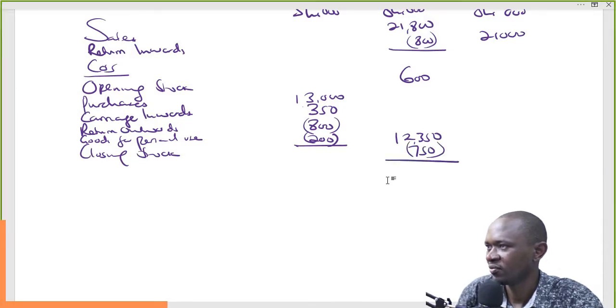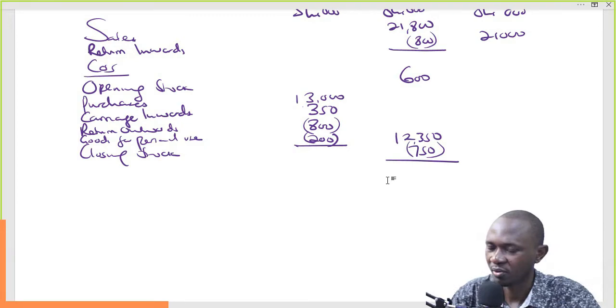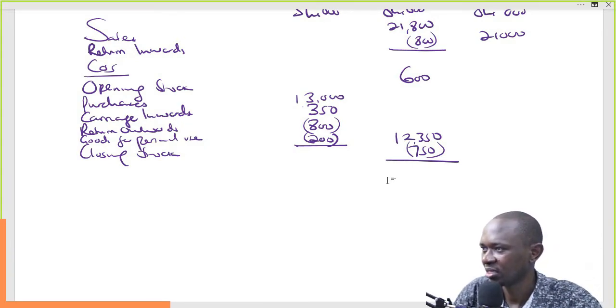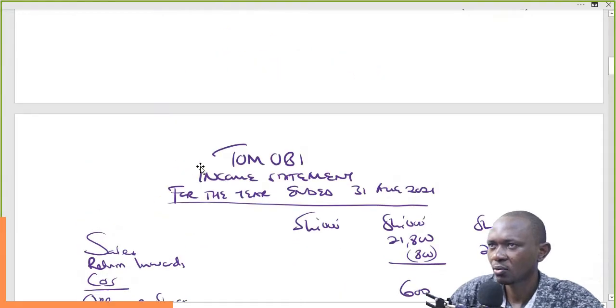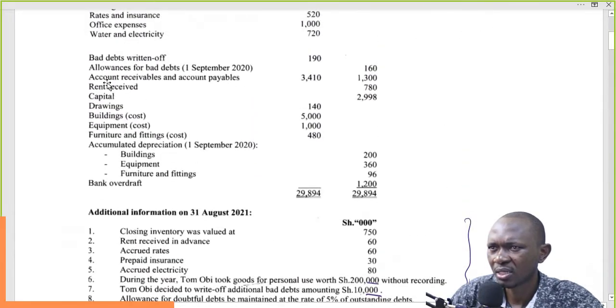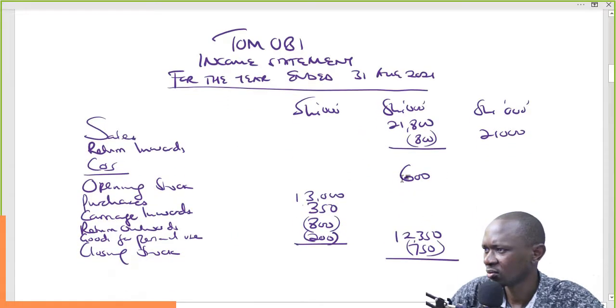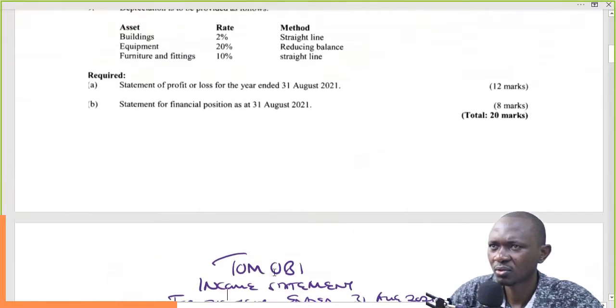What do we have? The figure that we get here will be our cost of goods available for sale. And this is 600 plus 12,350 minus 750. That is 12,000. Sorry, there's a mistake here. Return outwards is 800. And see, we have two 800s here. Let's just confirm.